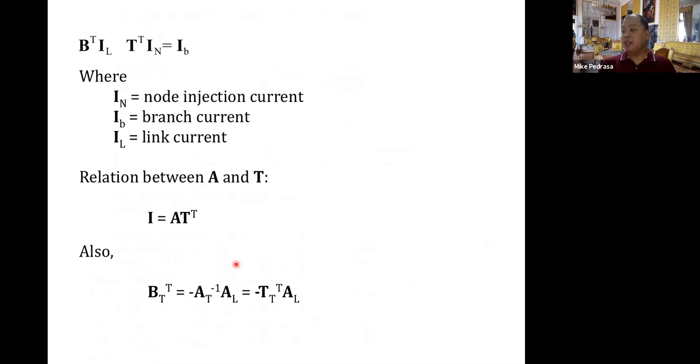And then here is an additional slide that relates the B matrix to the T matrix and the identity matrix. Sorry, these are currents. The relationship between them, but this is the identity matrix. So A times T transpose is equal to the identity matrix, and then another set of equations that relates the B, the A, and the T matrices to each other.